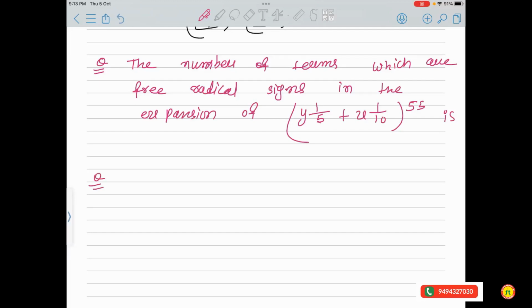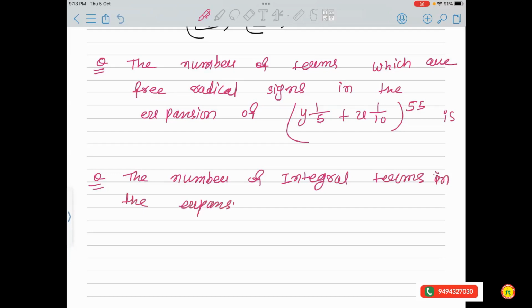Second question: the number of integral terms in the expansion of 5 power 1 by 2 plus 7 power 1 by 8, power 1024.